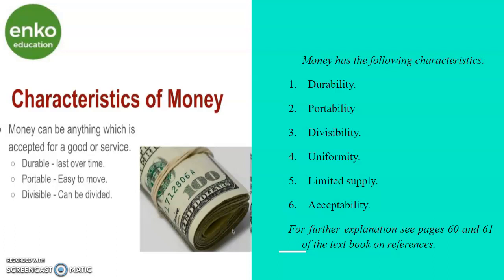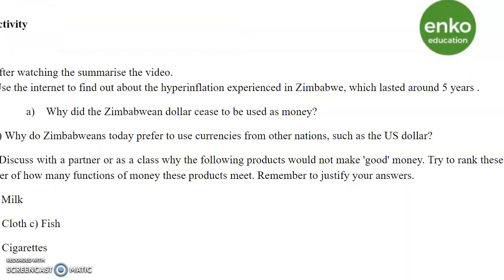So now, I want you, my students, to explain to me about uniformity, limited supply, and acceptability. But of course, you can find these explanations on pages 60 and 61 of our book. And we also have some activities here that we can use. So you watch and summarize. This is a watch and summarize activity. So we also have some questions.